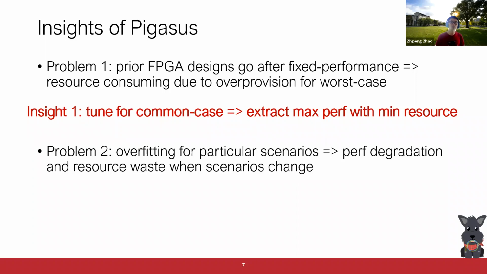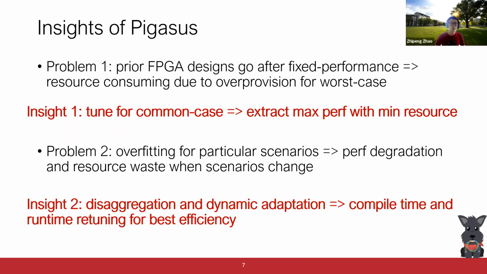A natural objection to this approach is that a highly common-case-tailored design may overfit the particular deployment scenario. And once the deployment scenario changes, the same design may cause either performance degradation or resource waste. To tackle this problem, we propose a disaggregated architecture and a dynamic adaptation mechanism such that users can easily retune the design at both compile time and runtime to retain the efficiency.